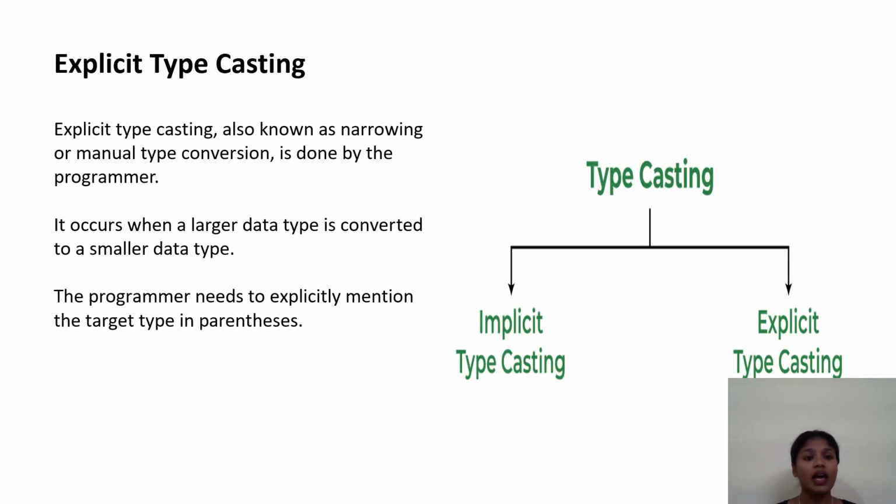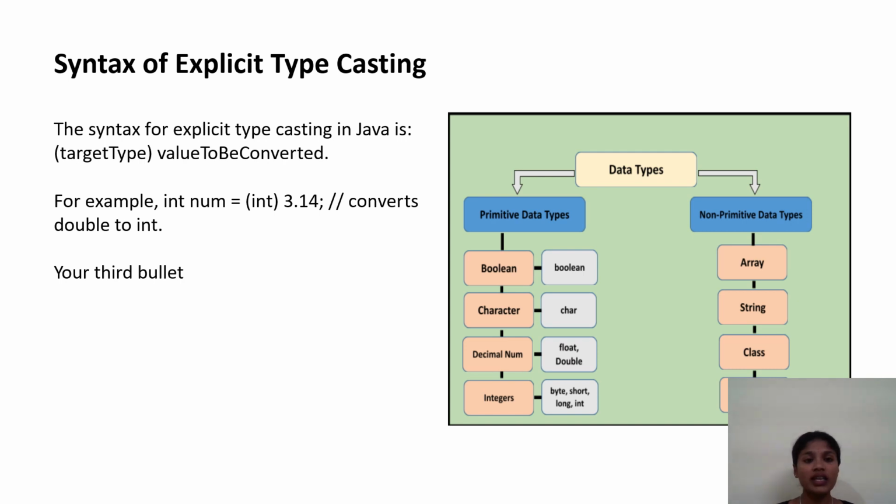Explicit typecasting. Explicit typecasting, also known as narrowing or manual type conversion, is done by a programmer. It occurs when a larger data type is converted into a smaller data type. The programmer needs to explicitly mention the target type. Syntax of explicit typecasting. The syntax for explicit typecasting in Java is (target type) value to be converted. For example, int number = (int) 3.14, where the double is converted to int.